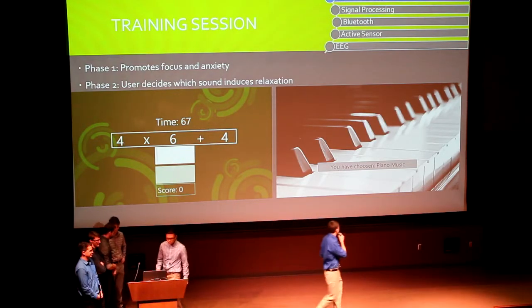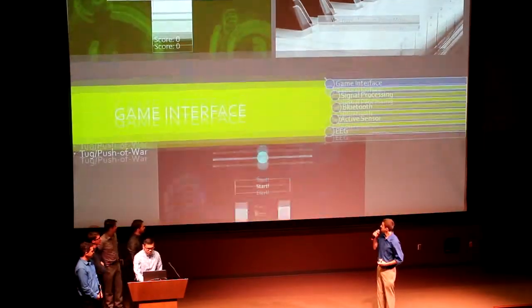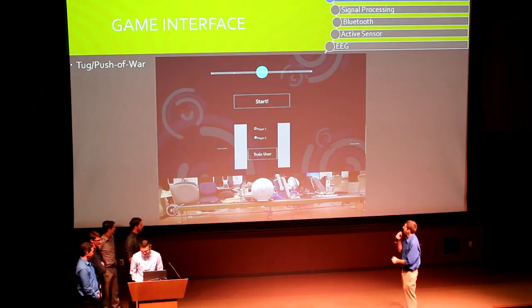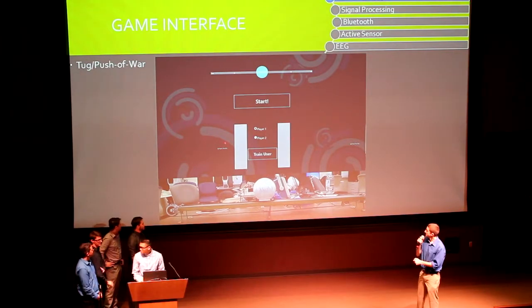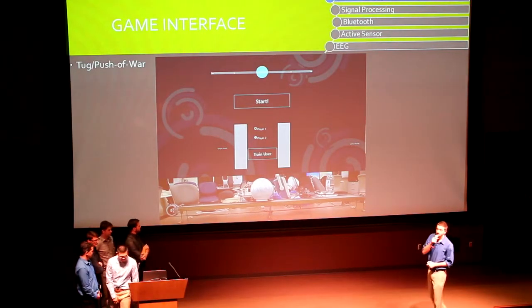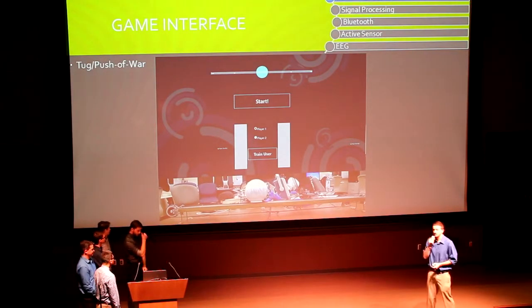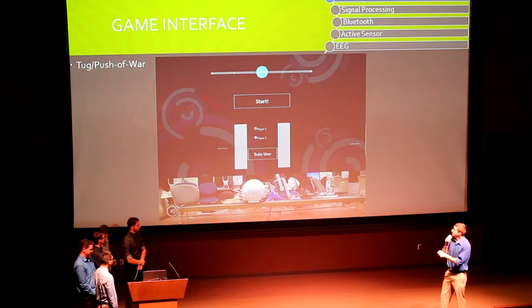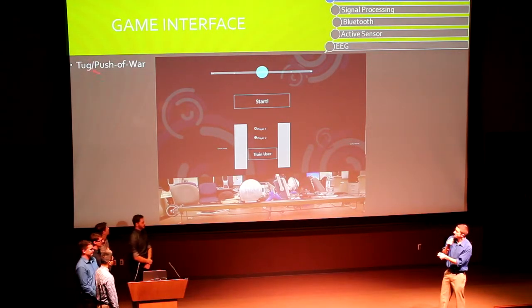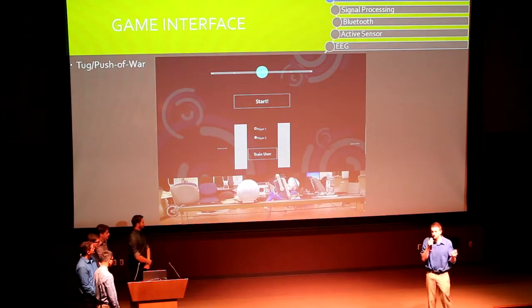So once the two users have trained, they can then go on and play the game against each other. The vertical gauges that you see here are going to be the instantaneous concentration of each user, and the ball up here will move back and forth based on the overall concentration. The way the ball moves will depend on if we implement a tug of war or a push of war, which will be up to the users.